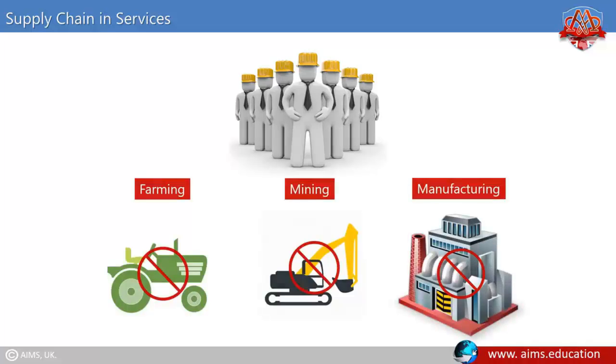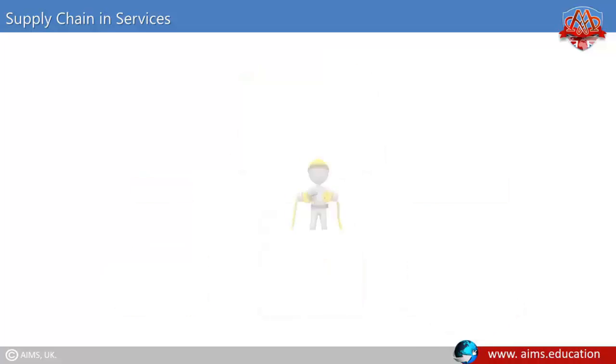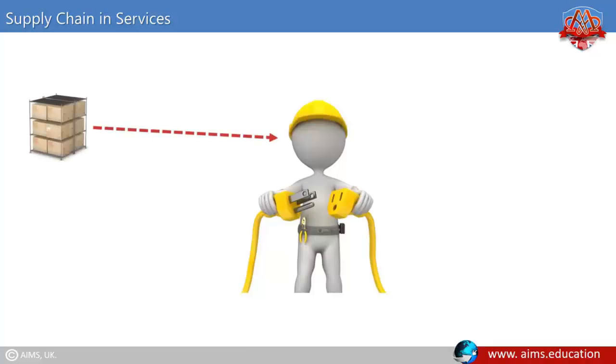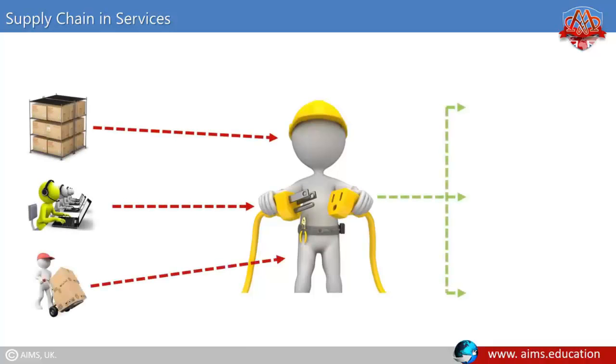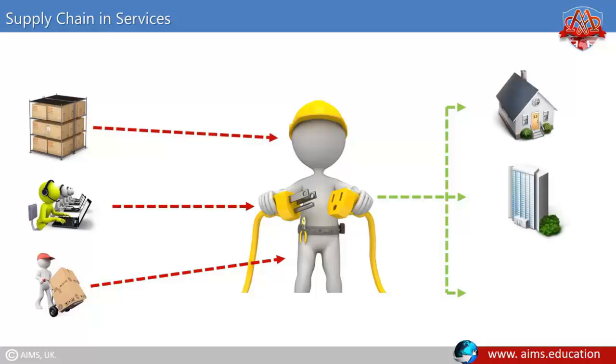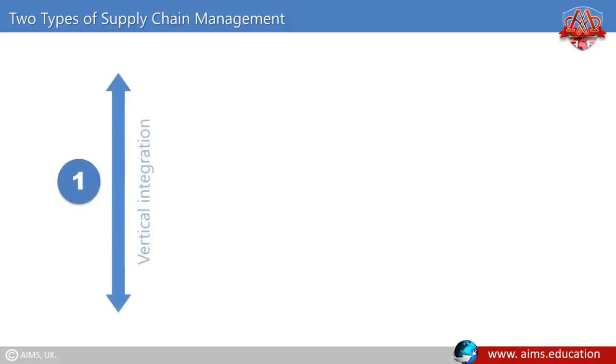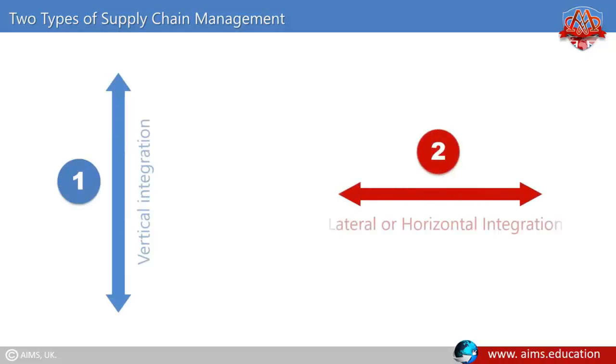The below exhibit illustrates the supply chain of an electric utility. It receives products, services, and supplies, and dispenses its services to home customers, commercial customers, and to other utilities. Firms generally pursue one of the two types of supply chain management: vertical integration and lateral or horizontal integration.